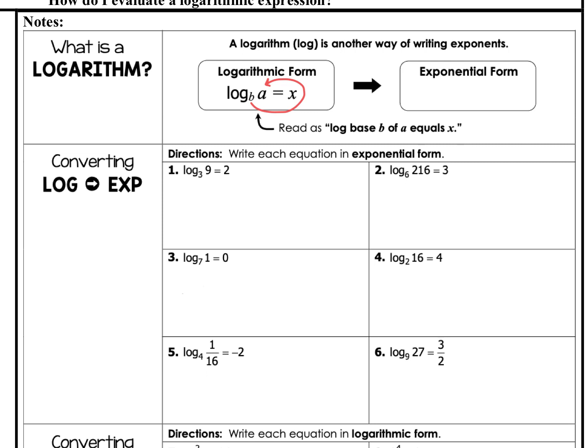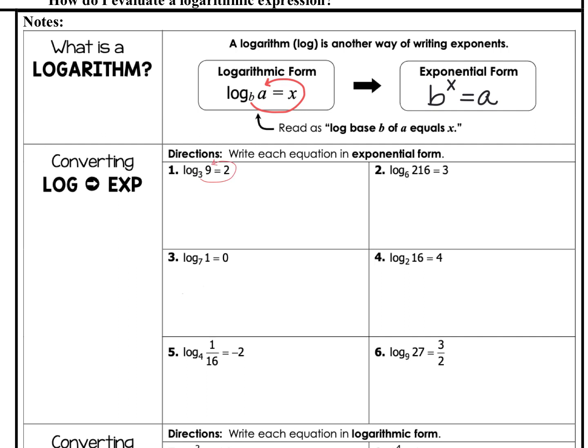You will see me draw an arrow like 50 times today. So this is the same thing as the exponential form of b raised to the x power is equal to a. So first thing today, we're just going to learn how to go back and forth between the two forms, okay? So starting off, we're going to go from log form to exponential, and I think you're going to see how this works.